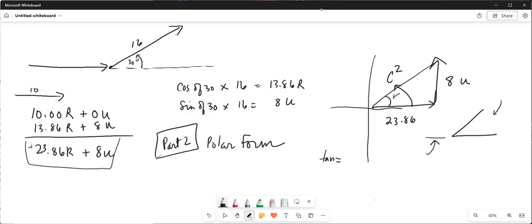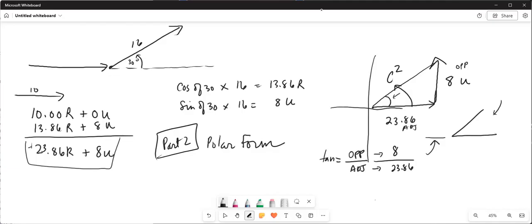Somebody tell me what the ratio for tan is. Opposite over adjacent. Yes, opposite over adjacent. So then you just fill that in. Brinkley, what is my ratio going to be? I don't mean what the answer for tan is. I just mean what am I putting in here and here? You're going to put 8 on top and then 23.86 on bottom.